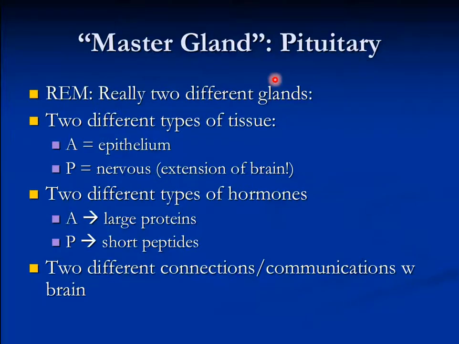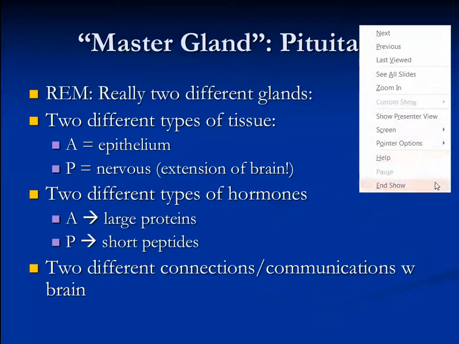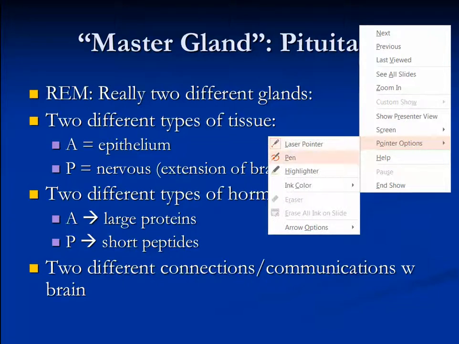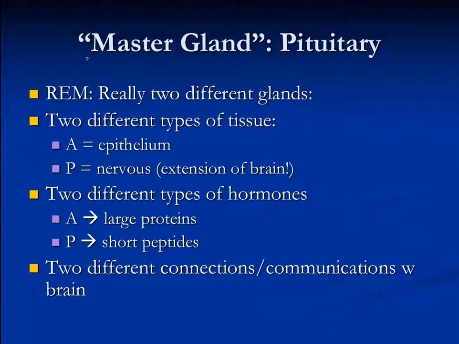All right, I'm going to change my little pointer here. You are not going to have to know all this information. Just to summarize, the master gland is really two glands. You don't need to know all this. Just to review, the pituitary is really two different glands. The anterior and posterior pituitary are made of two different types of tissues. You don't need to know this. They secrete two different types of hormones. And as I have emphasized, they have two different ways of communicating with the brain or the hypothalamus.